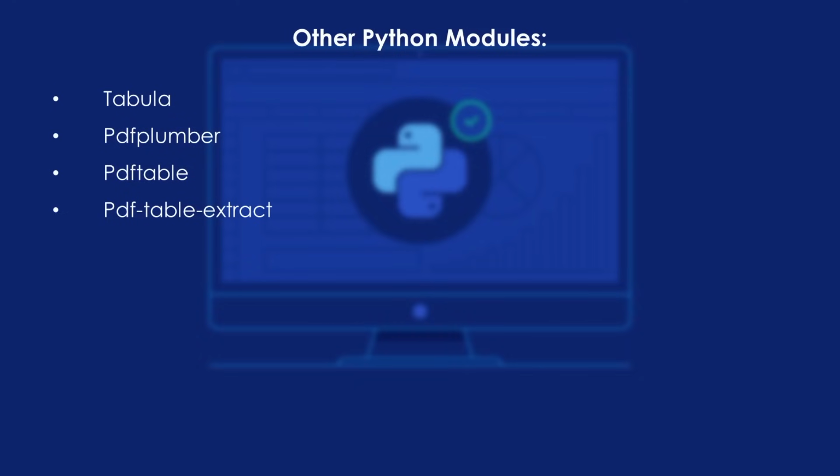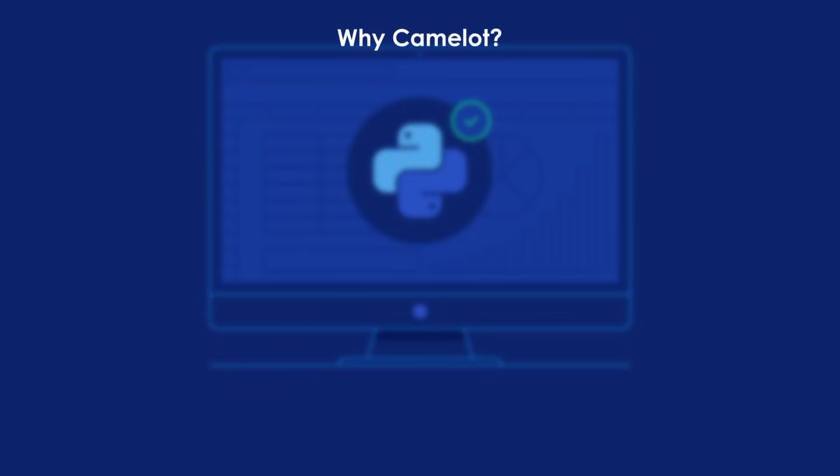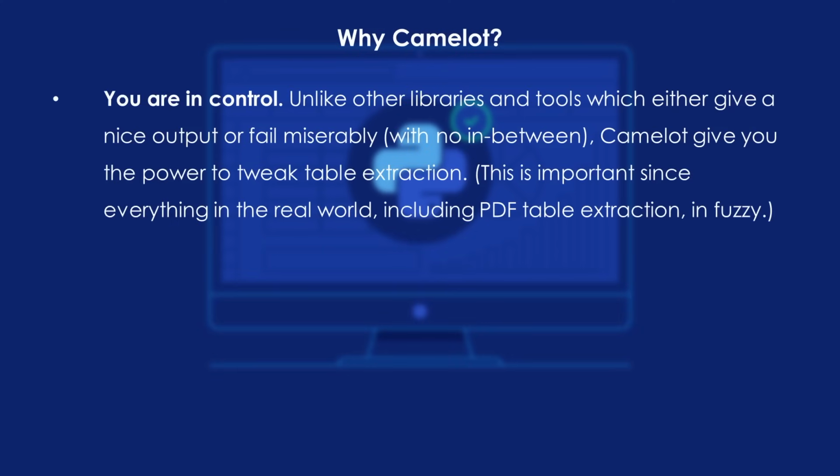All these libraries are available as alternates for the library that we have picked for this particular project. Even though all these libraries are available, we have selected Camelot to go ahead with. The reason we selected Camelot is because of the following reasons. The first main reason is you are in control. Unlike other libraries and tools which give you a nice output or fail miserably, so there is no in between.